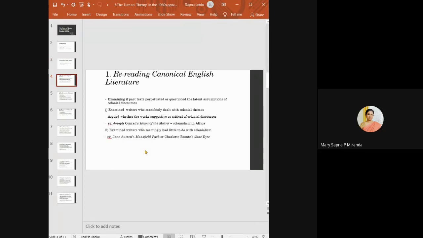Now, what do you mean by rereading canonical English literature? We are looking at the past texts, and we are looking at whether these texts perpetuate, that is continue, or question the latent assumptions of colonial discourses. What are the latent assumptions of colonialism? The latent assumption is that the West is superior. That is the West versus the other. They othered everything that was not Western. So Christianity was the only proper religion, and English was the best language.